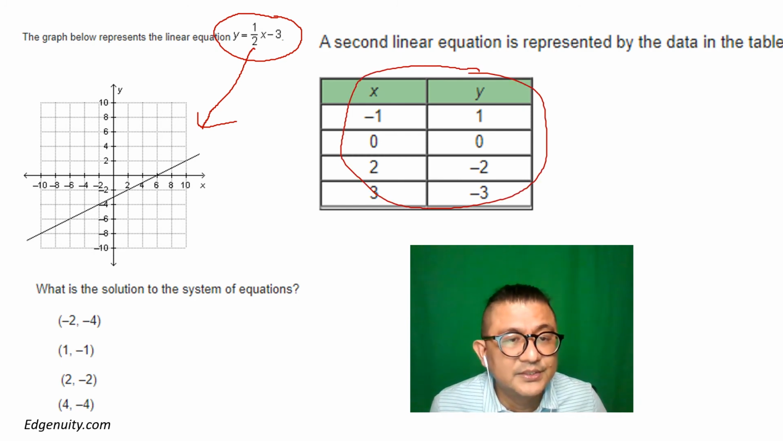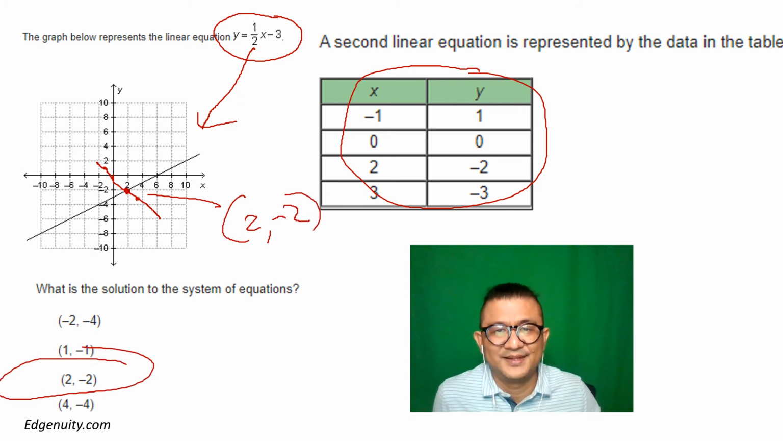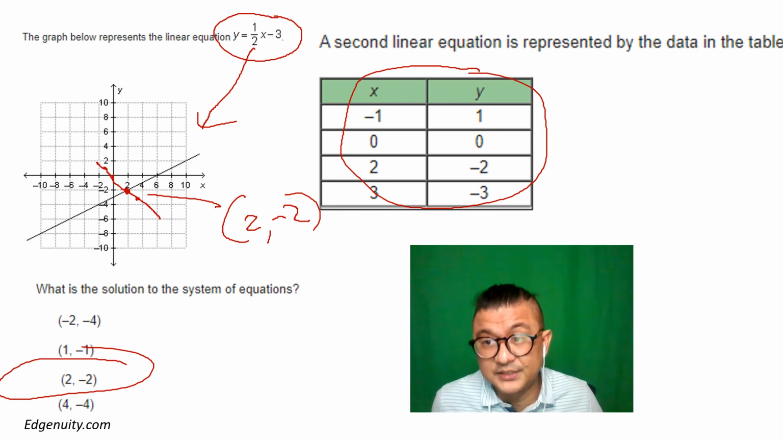So, let's start with negative 1. Negative 1, positive 1 will be here. 0, 0 will be there. 2 comma negative 2 would be here, and 3 comma negative 3 would be there. So where did the line meet? They meet there. And what is that solution? That is 2 comma negative 2. So there you go. All right. If you are given points, just plot them.